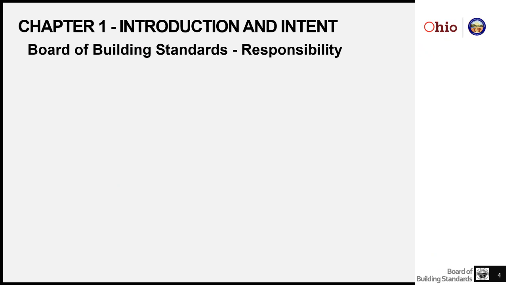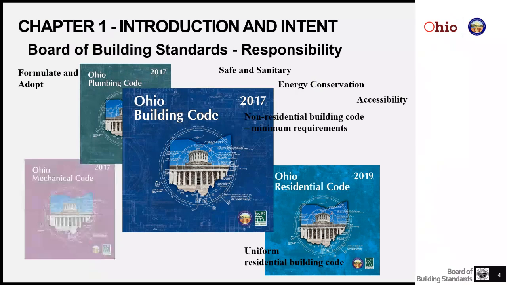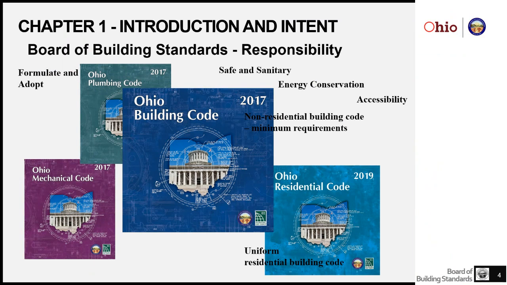So the Board of Building Standards has responsibilities in code. They have a responsibility statutorily to formulate and adopt the building codes that are enforceable. They are rules related to safe and sanitary conditions, energy conservation, and accessibility. They are charged with developing it into 2 families of codes. One is the Residential Code of Ohio, for which I am primarily responsible for answering questions. The other is for the non-residential building codes, and that would be including the Ohio Building Code, the Ohio Plumbing Code, the Ohio Mechanical Code.